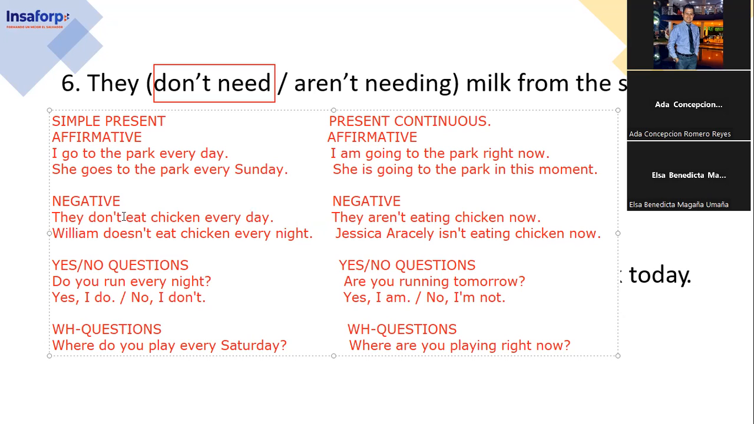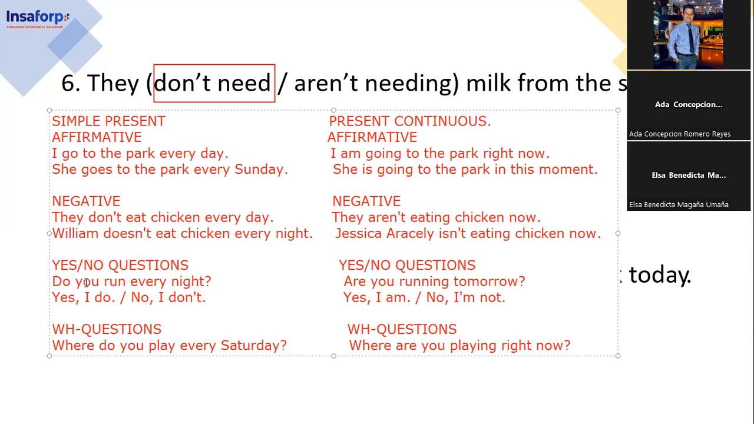In negative, we use the auxiliary do and does, plus the base form of the verb: eat, go, run, etc. And in the present continuous, we use the negative form of the verb to be, right? O sea que la negatividad se la ponemos al verbo to be siempre, ¿eh? En cambio, en presente simple tenemos que usar el auxiliar do and does, right? Okay? Good.